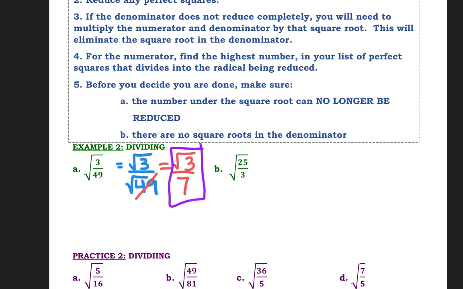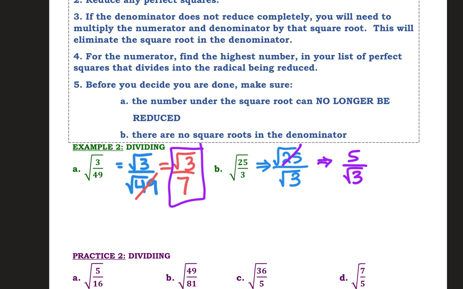All right, so what's our first step? What are we going to do when we're dividing? We're going to separate them. Yep, just separate them. All right, we're going to reduce any perfect squares. Which one's your perfect square? 25 becomes 5, and then the square root of 3. So this is one where on that 5th step, it says, oh, I have a square root in the denominator.